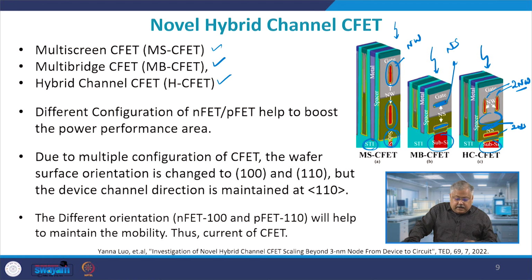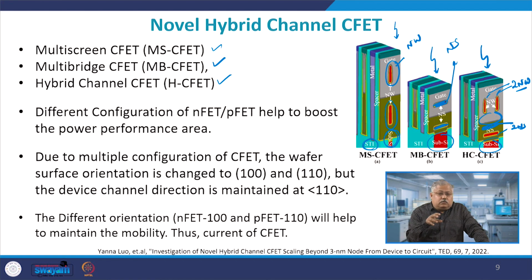Now, typically, when you use multi-configurational CFET, where within the same stack you use nanowire as well as nanosheet, typically the wafer orientation is changed to 100 and 110, right? But the device channel direction is always stuck to 110, right? And there are certain reasons for that, which is beyond the scope at this stage. A hardcore fabrication course might be able to sufficiently explain to you why it is like that, right?